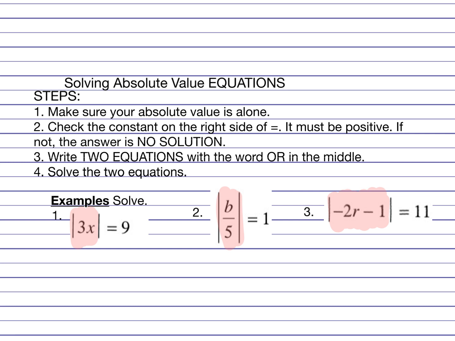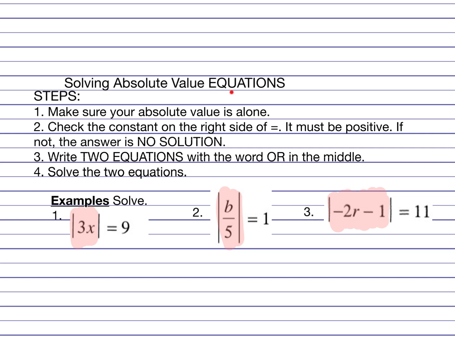So I'm good there. Next it says check the constant on the right. Check this number on the right once you have it alone. Make sure it's a positive. If it's a positive, then continue. If it's a negative, then write no solution. So it's a positive, so we're good.